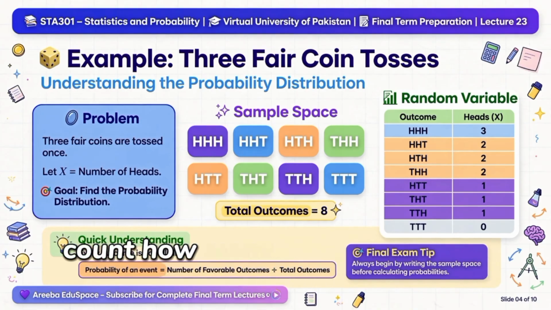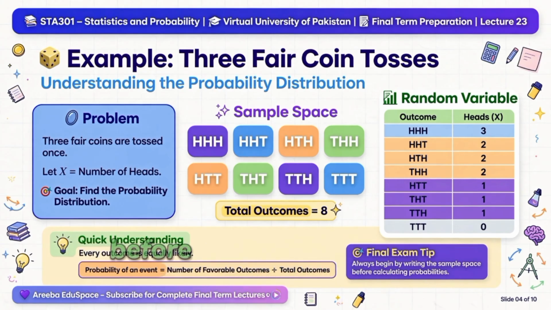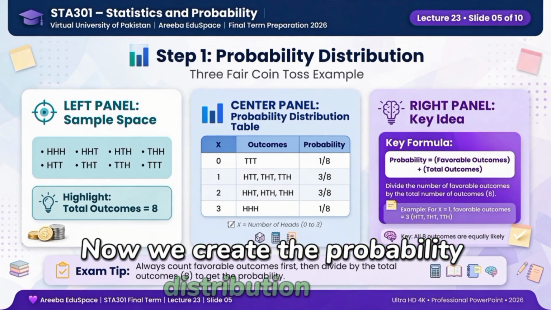Next, count how many heads appear in each outcome. This helps us define our random variable X. Always remember, before solving probability questions, write the sample space first. It makes the question much easier. Now let's calculate the probability distribution. Now we create the probability distribution table.